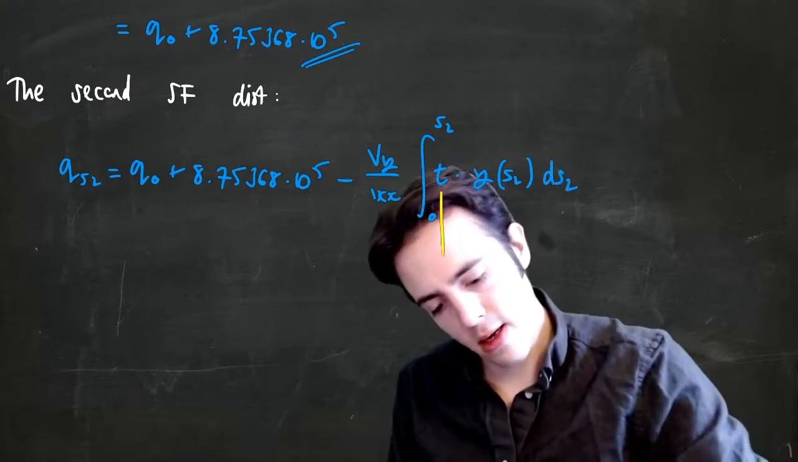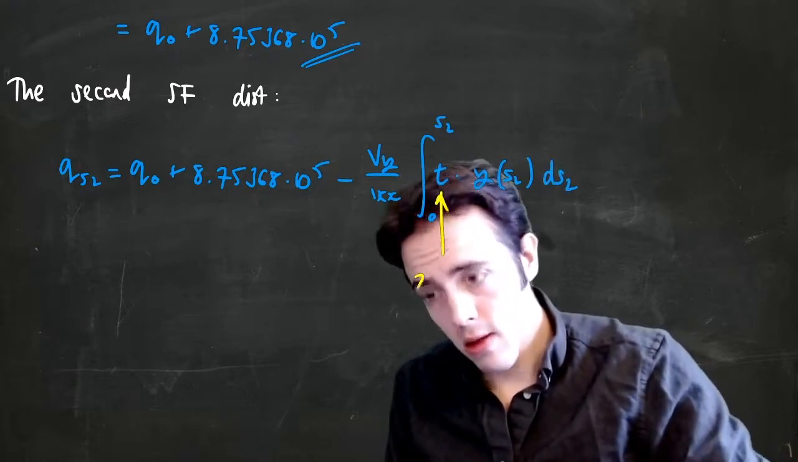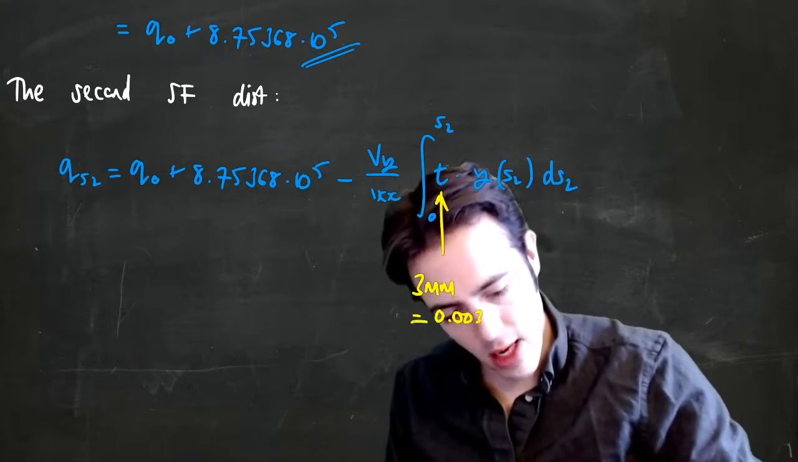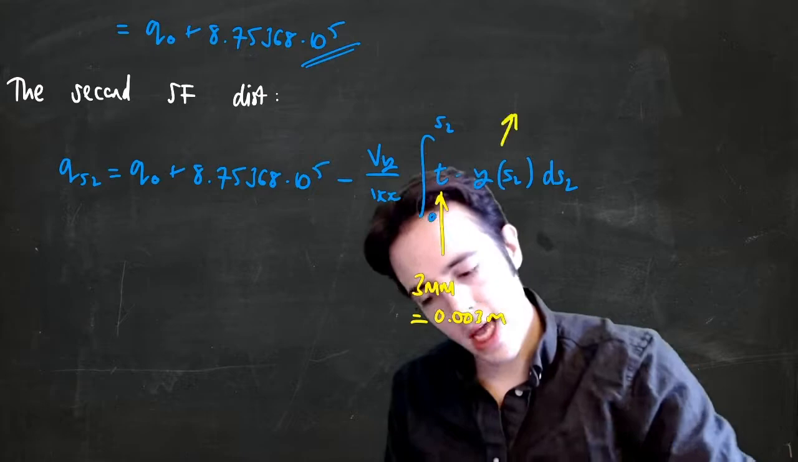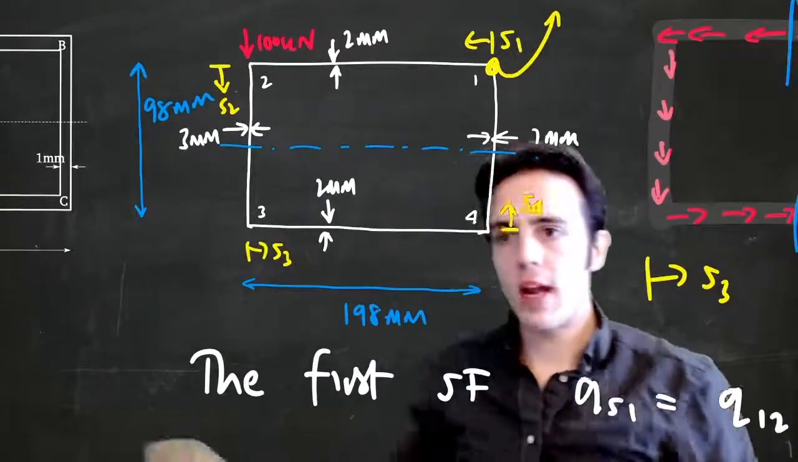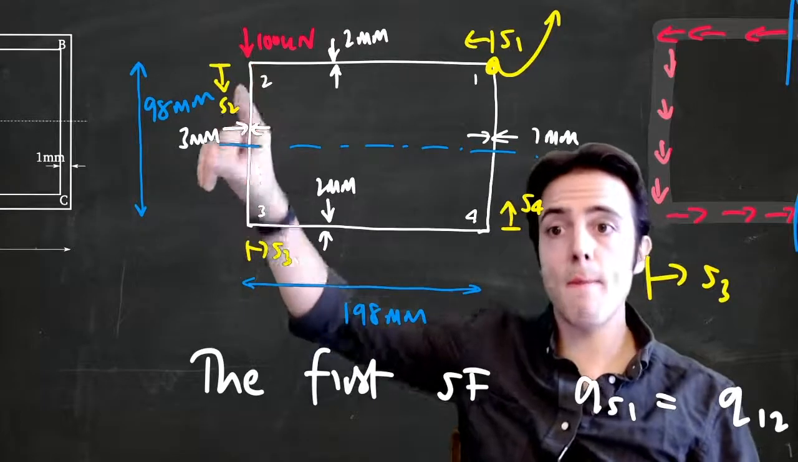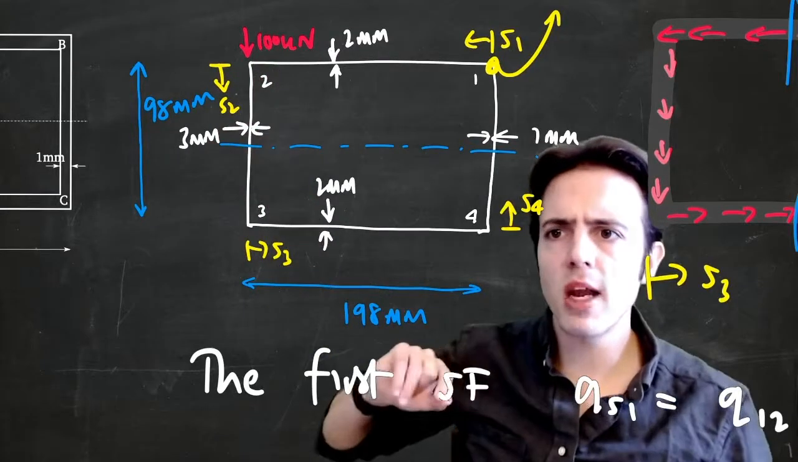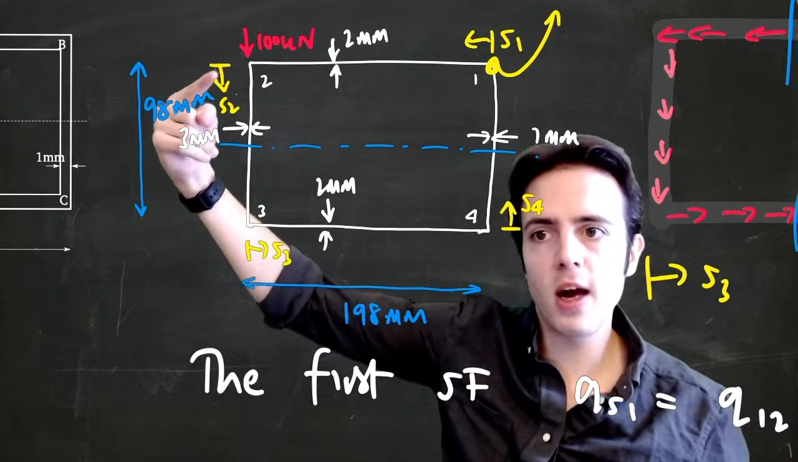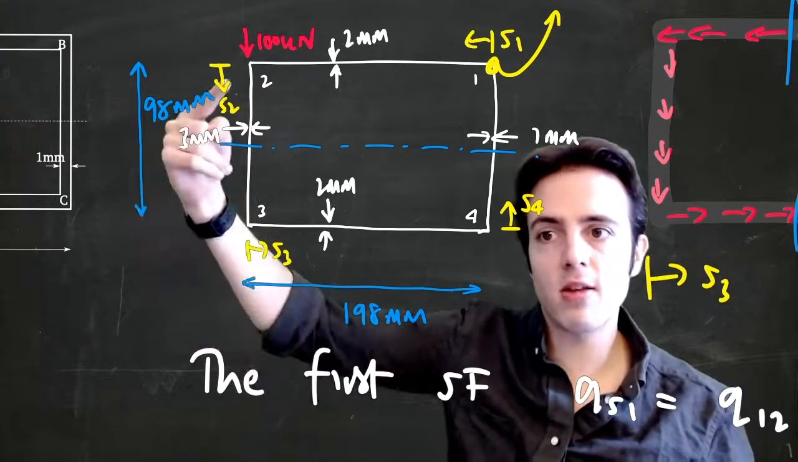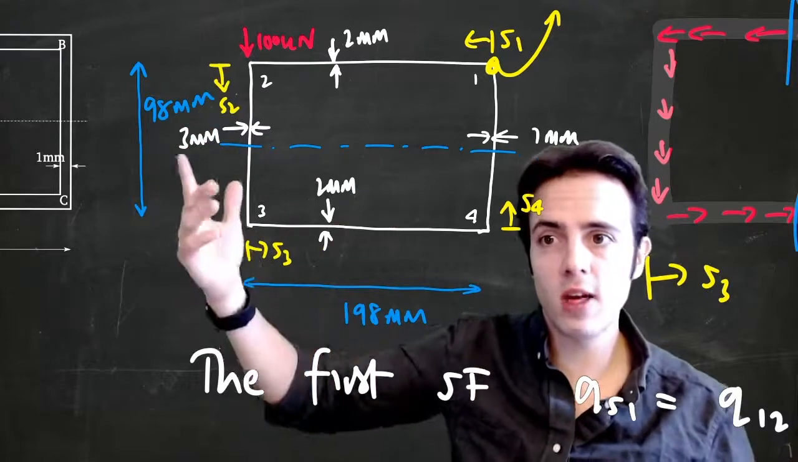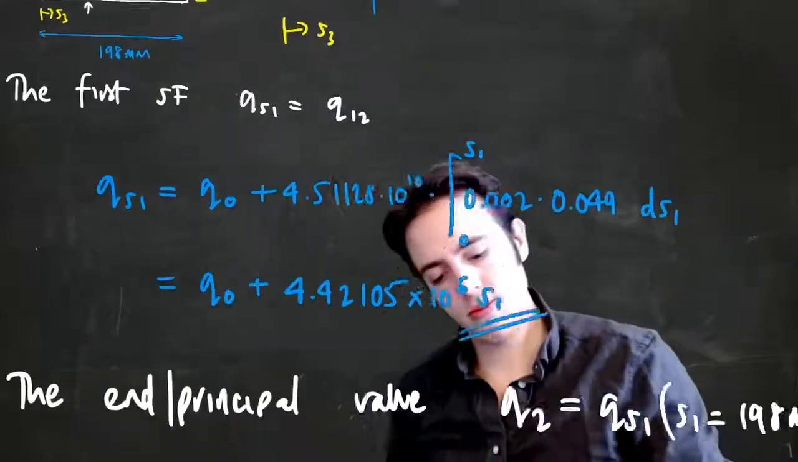So let's think of what these are. 3 millimeters equals 0.003 meters, and then y as a function of S2. When S2 is 0, y is 49, and then it's going to be just reduced by S2. So y as a function of S2 is 49 minus S2.